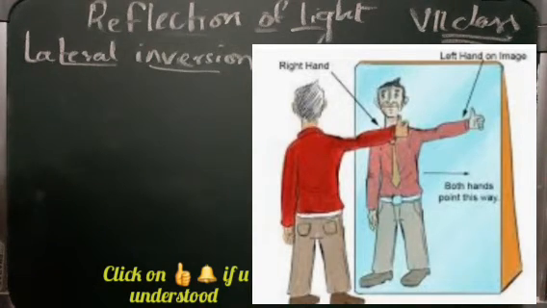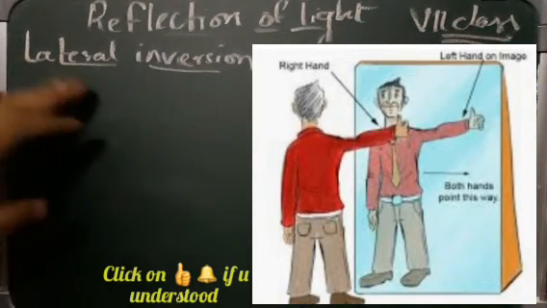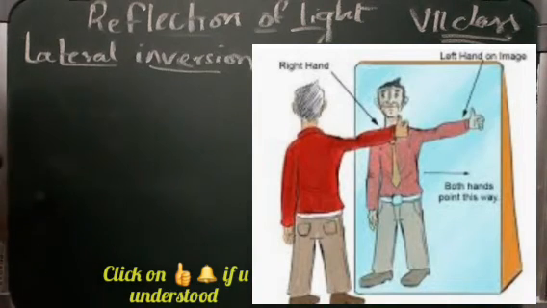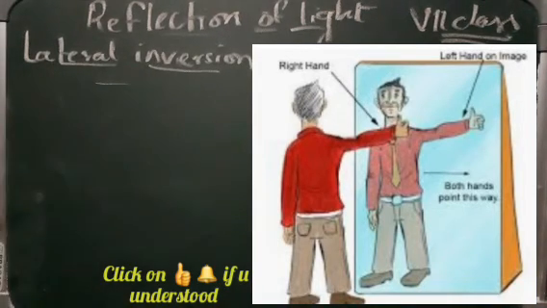But did you observe something when you stand in front of the mirror? Do you see that when you raise your right hand, it appears to be the left hand in your mirror? If you raise your left hand, it appears to be the right hand in the mirror. Why does this happen? If you're reading with your right hand, it appears that you're reading with your left hand. If you're writing with your right hand, it appears you're writing with your left hand. This happens in the mirror, right? That is called lateral inversion. That change that you are seeing in the mirror is nothing but lateral inversion.